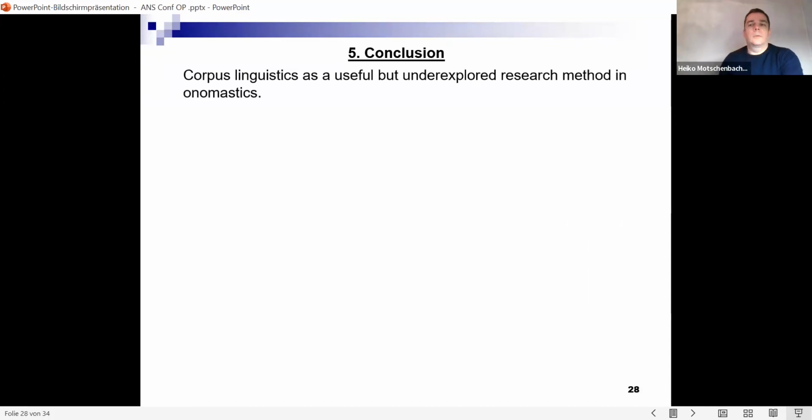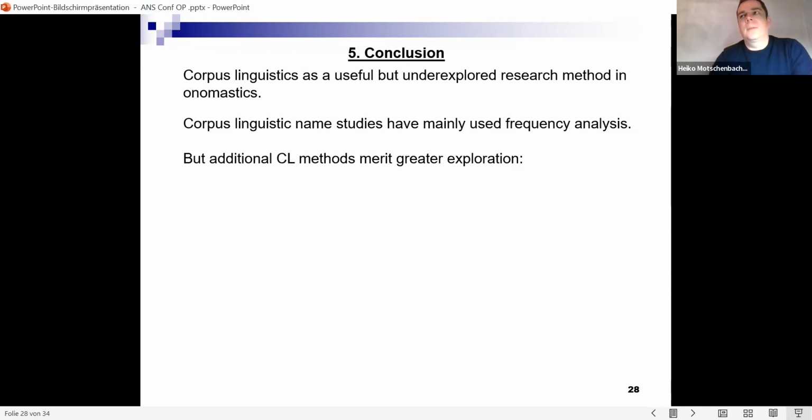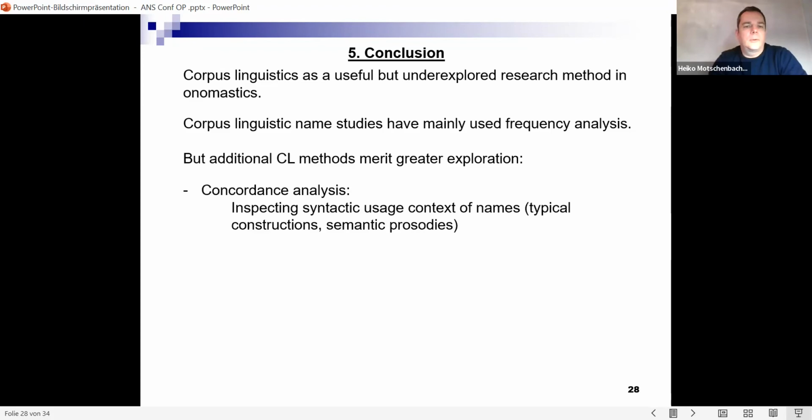Finally, relating this to corpus linguistics more broadly, I hope that I could show with my study that corpus linguistics is a useful but currently still underexplored research method in onomastics. The studies that we already have in onomastics that use corpus linguistics mainly conduct frequency analyses. And this is also what I have done in my study. But actually, corpus linguistics does much more than that. So there would be many different types of analysis that would maybe also merit greater attention in the future.